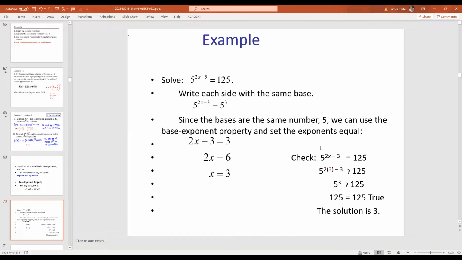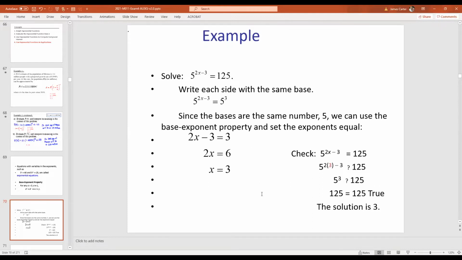Let's check that. 5 to the 2 times x minus 3 equals 125. 5 to the 2 times 3 minus 3 power. 2 times 3 is 6. 6 minus 3 is 3. So 5 to the third equals 125. And 5, 25, 125, 5 to the third indeed is 125. So it's true, and the solution is 3.